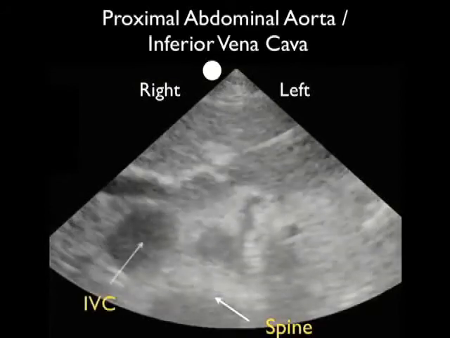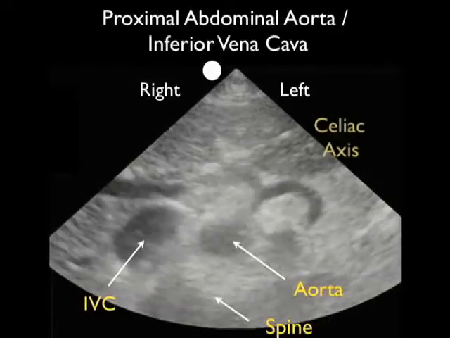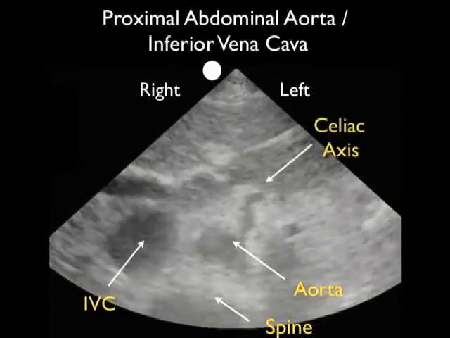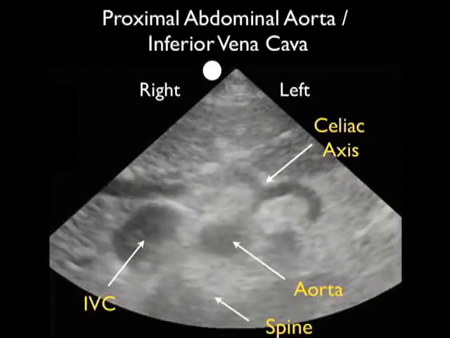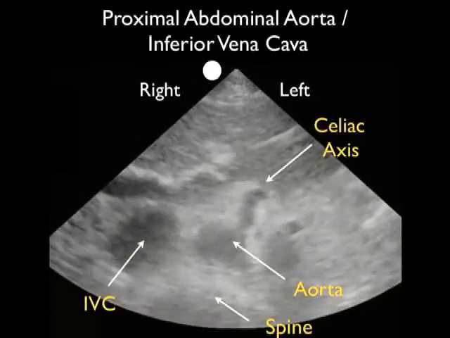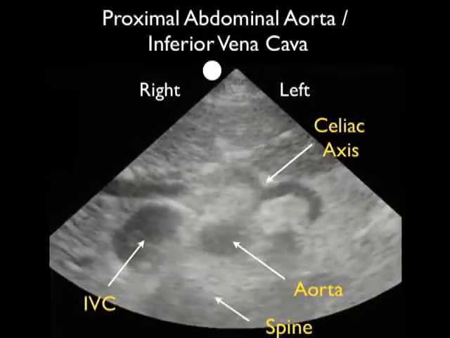Again, we're in the short axis configuration with the probe marker over towards the patient's right side. We identify the spine as our landmark for identification of the IVC and aorta anterior to the spine, and we see here the bright bone table of the spine. Notice the inferior vena cava towards the patient's right side, and we see the aorta towards the patient's left side, with the seagull sign made up of the celiac axis coming off the aorta.